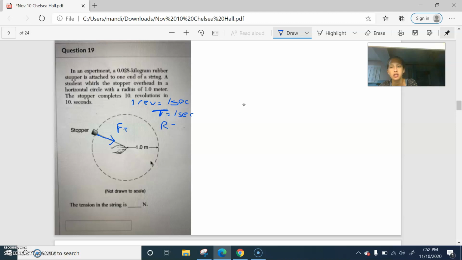They said the radius is 1 meter. This is very handy numbers. The mass is 0.028 kilograms. Let's do this. So the only force is tension. So that equals MA. But since it's a center seeking force, it equals MAC. So we can say the tension force equals M times V squared over R.